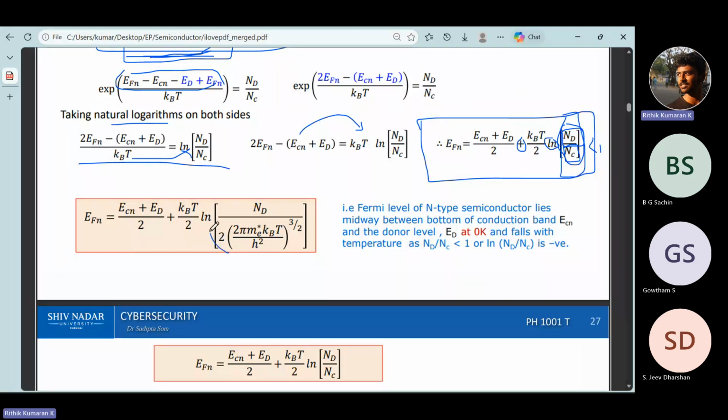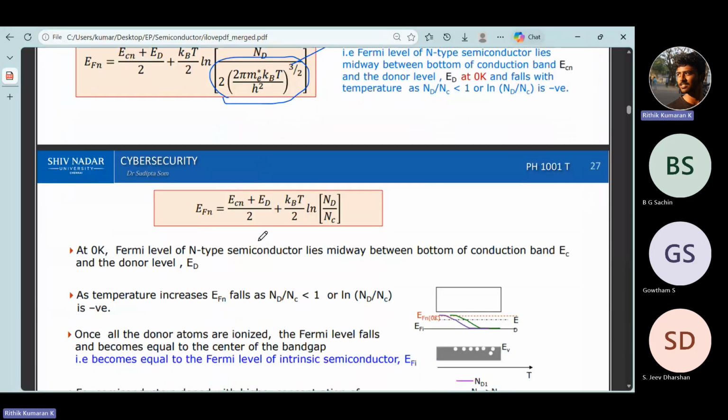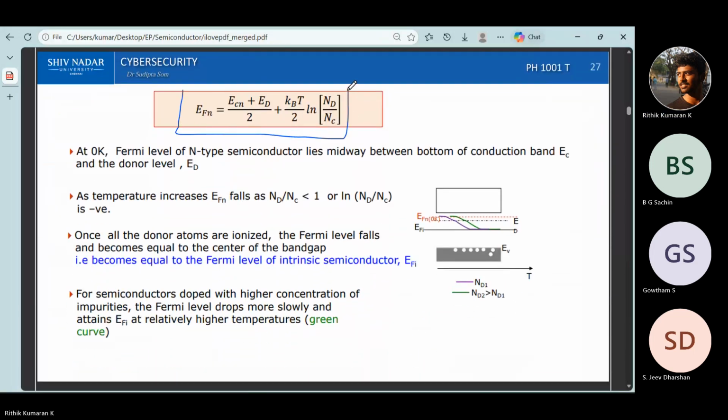This part he explained, right? You are just expanding the NC. You can just keep it as NC itself. That is just the formula of the NC. Now in this equation, think about this. If the temperature is 0, this whole term becomes 0, am I correct? So you will end up with only this term. What does this say? At 0 Kelvin, the Fermi level lies exactly between the conduction band and the donor level. That is what it is essentially trying to say.